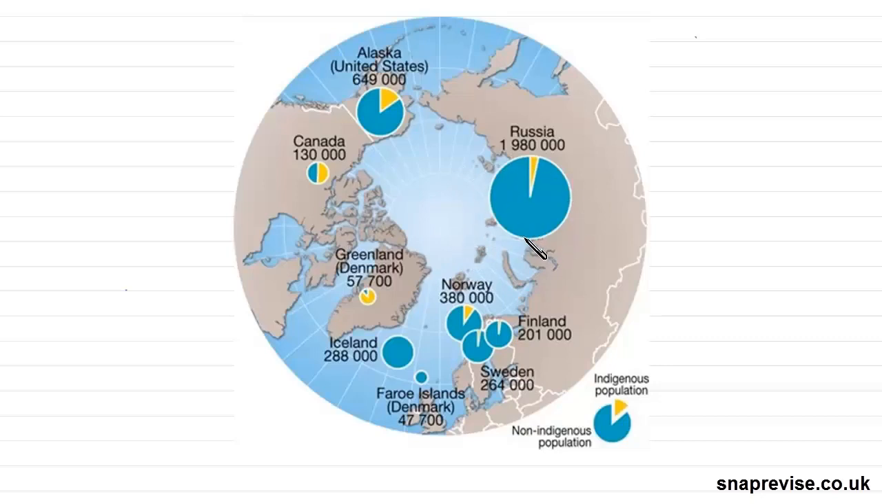So you can see we've got lots of people living in Russia, and the majority of these people are non-indigenous populations. But across the whole of the North Pole, we have lots of people in general living in these areas, as well as a distinct proportion of indigenous populations shown in yellow. So the majority of people living in Greenland are indigenous, and around half of the people living in northern Canada are indigenous too.